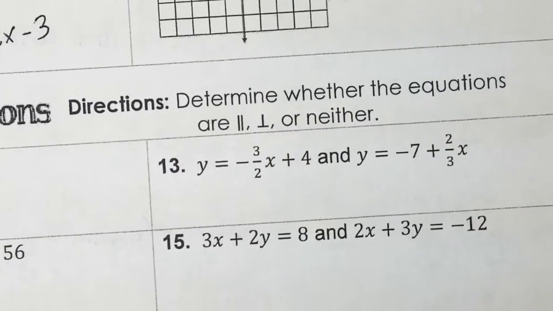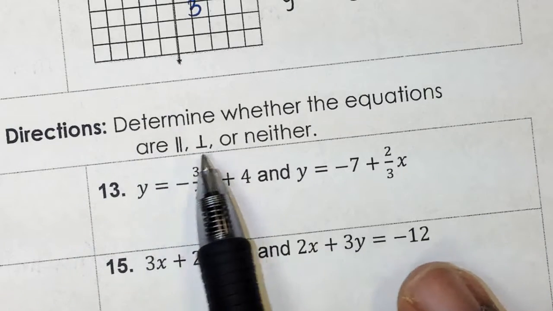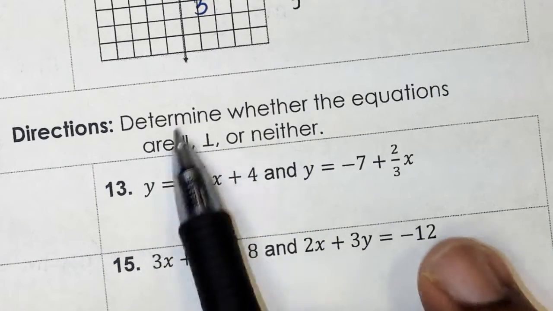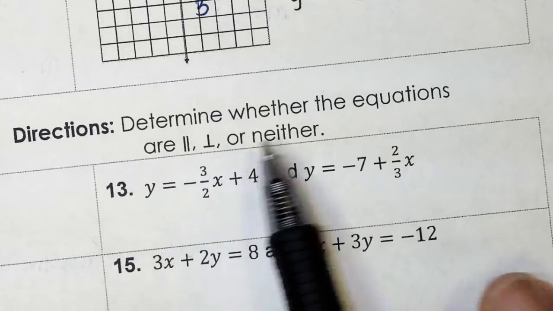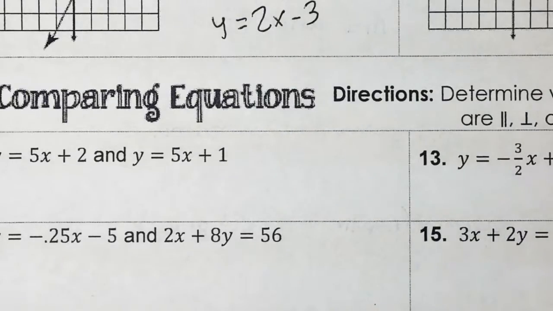Now here, last thing I need to show you before we be done with each other. Determine whether the equations are parallel, perpendicular, or neither. Remember those signs? We already talked about them. So to determine whether equations are parallel, perpendicular, or neither, all you need to do is identify slope.